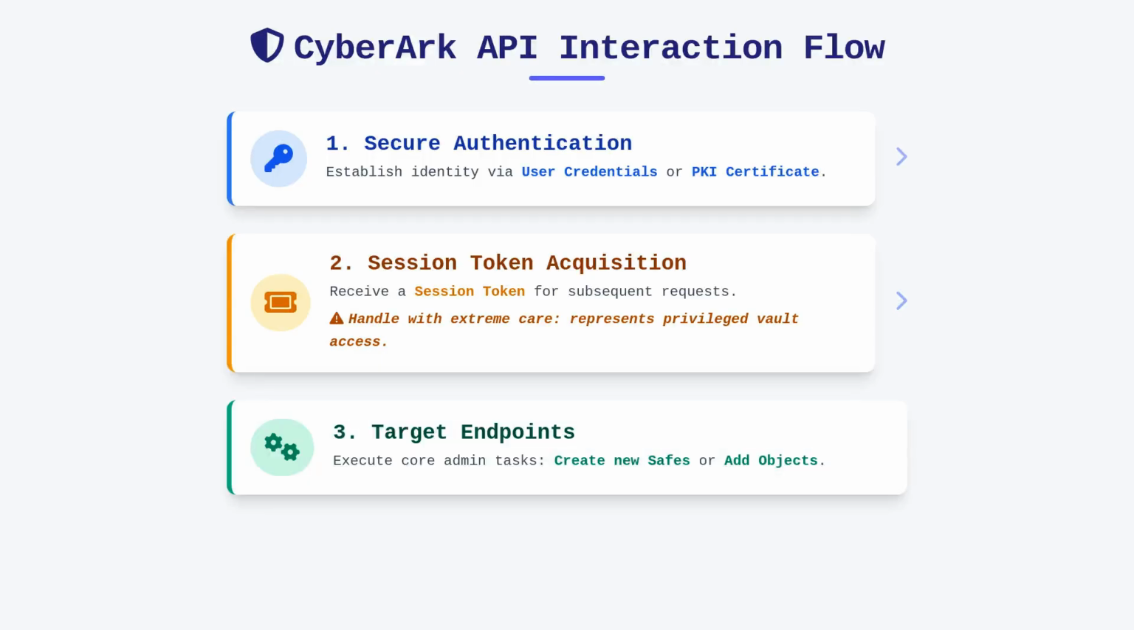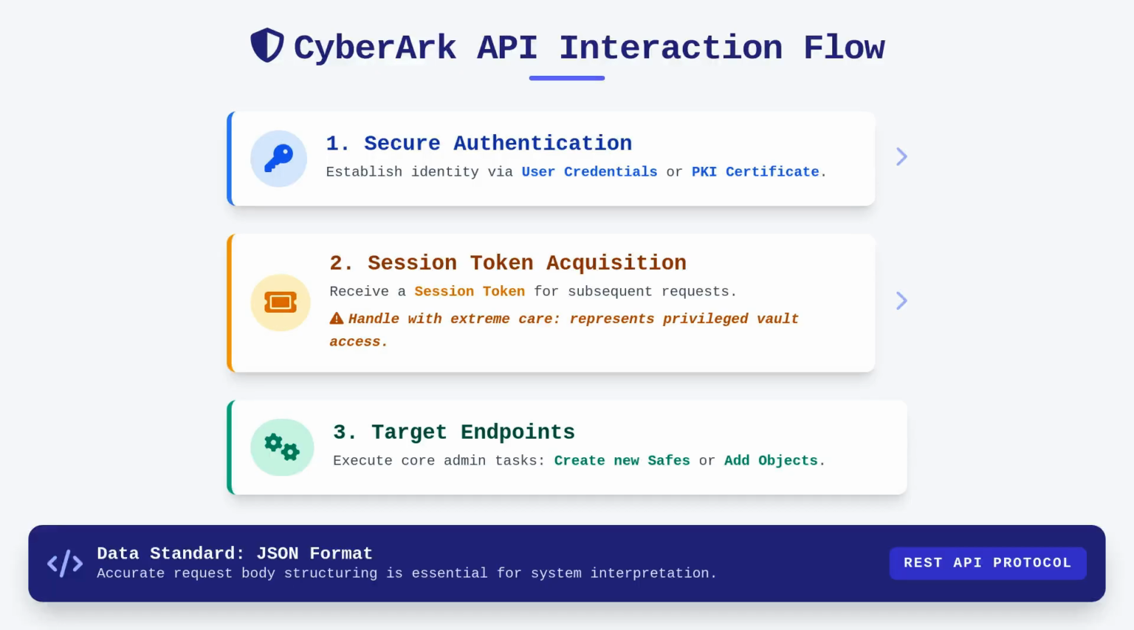Once authenticated, we can target core endpoints that allow us to perform administrative tasks, such as creating new safes to house accounts, or adding specific objects to those containers. Mapping out your infrastructure in JSON format is the standard here. So providing accurately structured request bodies is essential for the system to interpret your intentions correctly.